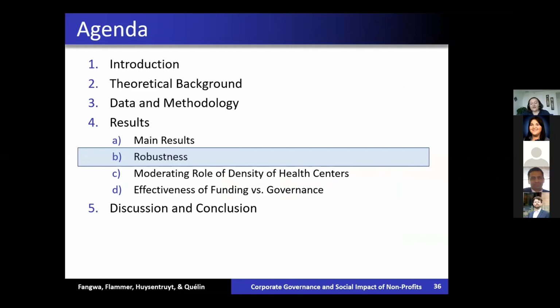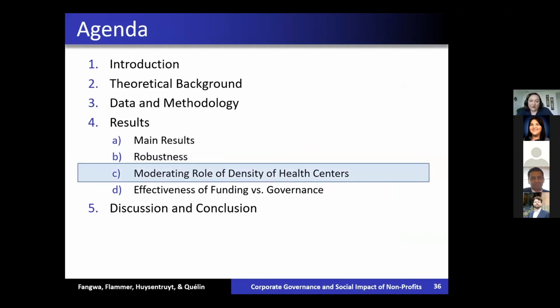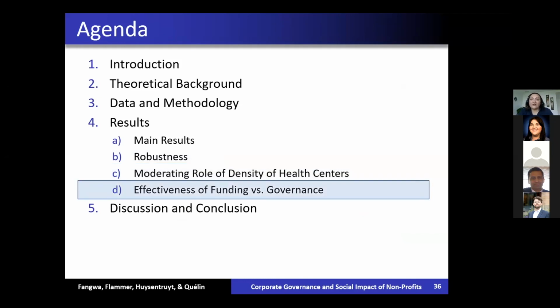All right. In the study, we also conducted behavioral robustness tests, but in the interest of time, I'm not going to present them here. Also, we examined the moderating role of the density of health centers and the effectiveness of funding versus governance. You can imagine that writing a check might be much easier than trying to improve the governance of each one of these health centers. Again, in the interest of time, I will skip this part, but I would strongly encourage you to read our paper, which is posted online.